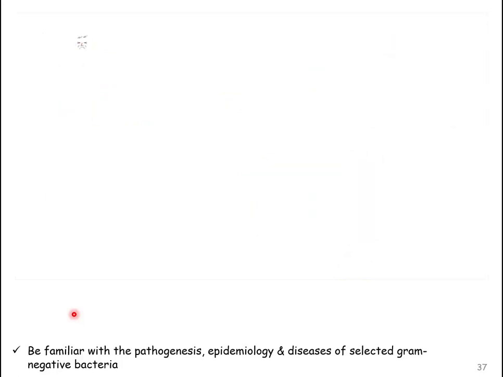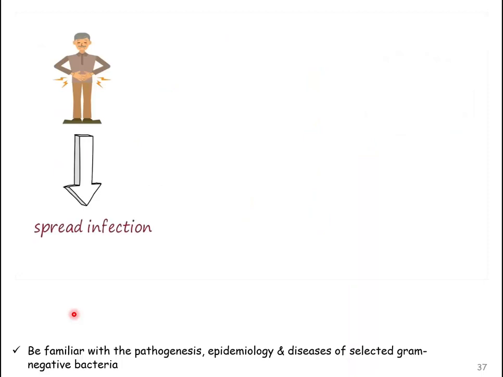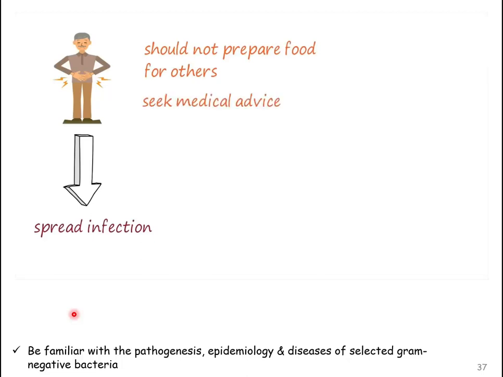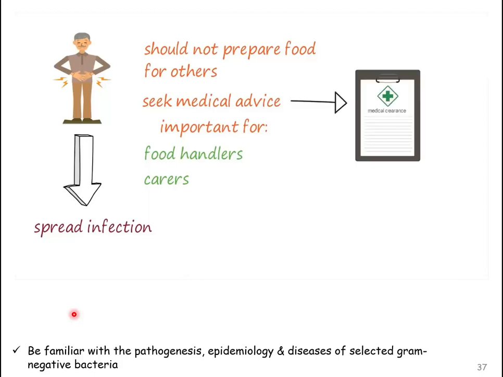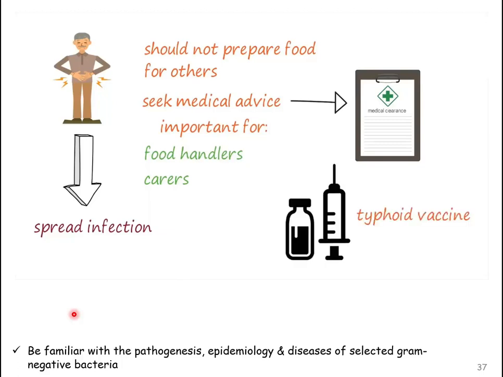People with salmonella infection can spread the infection as long as the bacteria are present in their feces. They should not prepare food for others if they have symptoms and seek advice from their healthcare provider on when they can go back to work, school, or childcare. This is especially important for food handlers and those who care for vulnerable people. Some people, like those with typhoid fevers, may require negative stool samples and clearance from a doctor to say they are no longer infectious. There is a vaccine that can protect specifically against typhoid fever.